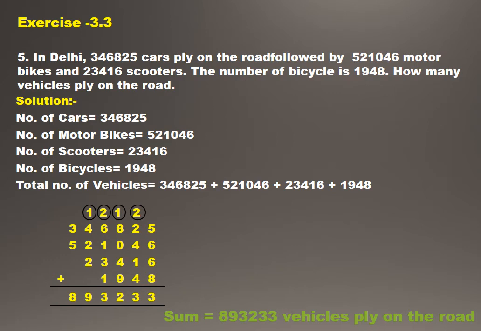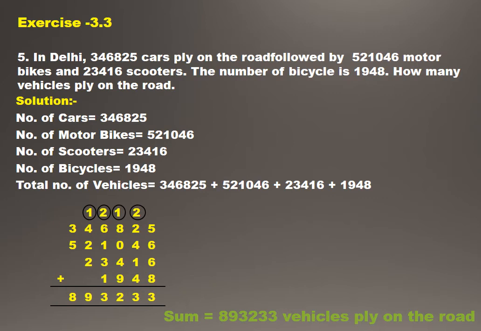Write down all the numbers. Start from ones place and add the numbers. 5 plus 6, 11. 11 plus 6, 17. 17 plus 8, 25. 5 comes on ones place. 2 on tens place.